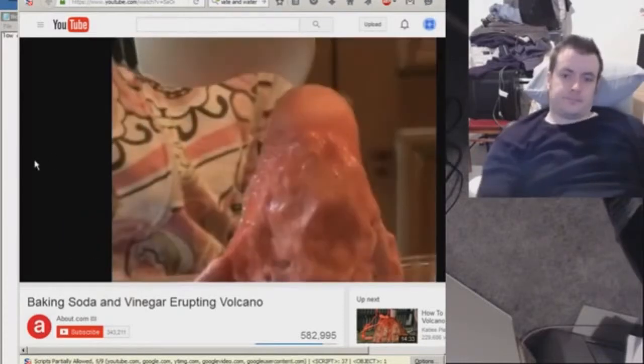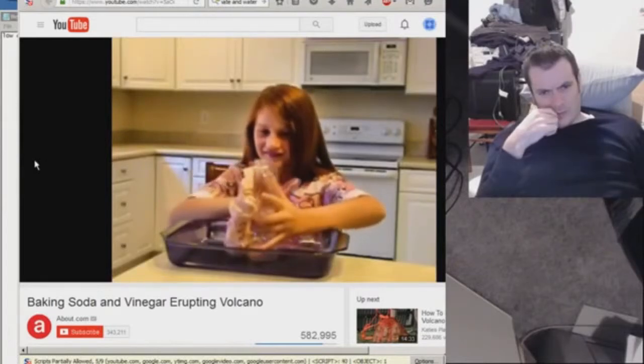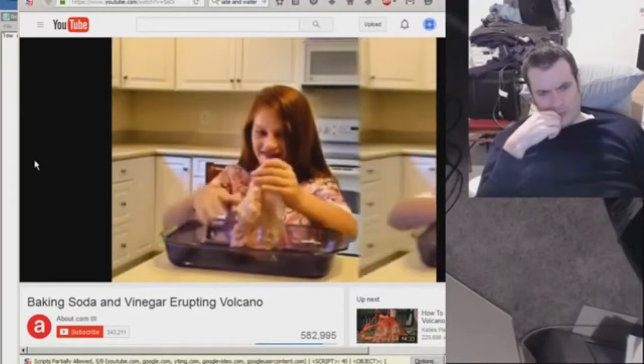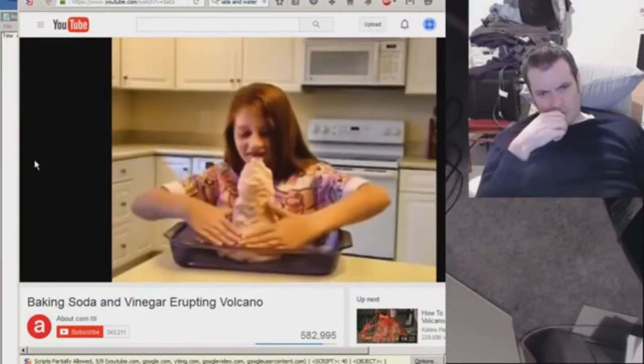This volcano is a model volcano for science projects. You form the cone of the volcano around a bottle, then mix non-toxic kitchen chemicals to cause the volcano to erupt. The cinder cone of the volcano is formed using clay or dough.